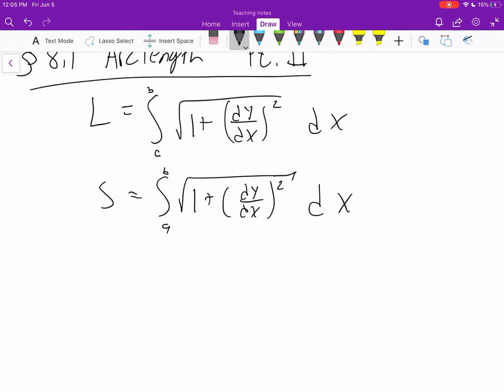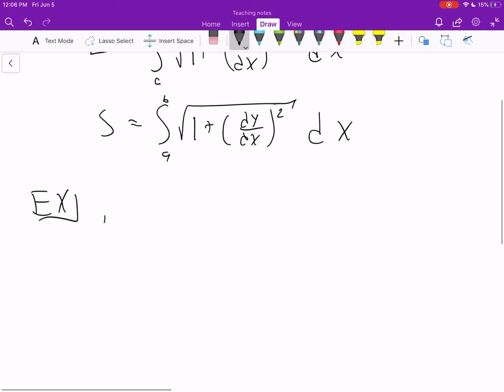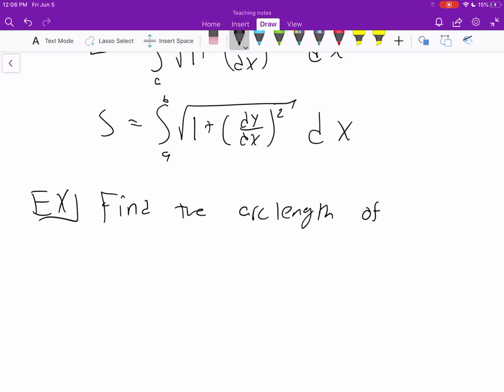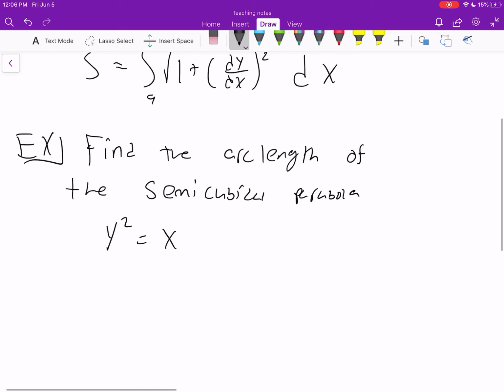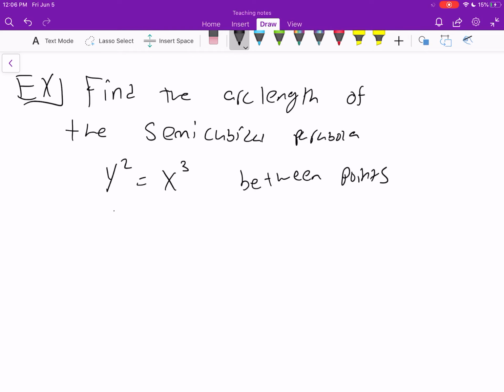So let's do our first example. We want to find the arc length of the semi-cubical parabola, y squared is equal to x cubed, between the points (1, 1) and (4, 8).